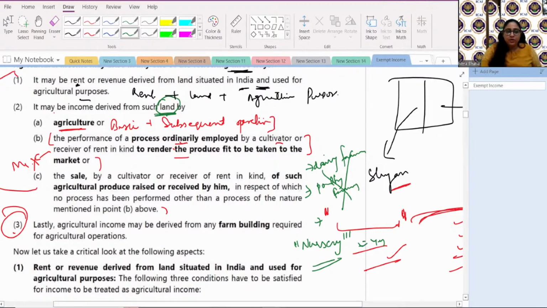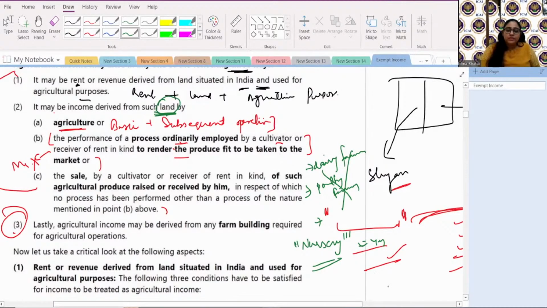And now to the other part of this business thing. I'm not coming to the farmland. I'm breaking the definition step by step. First is rent from land used for agriculture purpose. The land should be in India. Second, income derived from land through agriculture, through performance of processes which are ordinarily employed to make the produce fit to be sold in the market, and from the sale of such produce. Abhi we are revolving around these two definitions only. Usme again we understood that poultry farming, dairy farming, all of these are not covered because the idea is that land should be here. But again at the same time, nursery is covered.